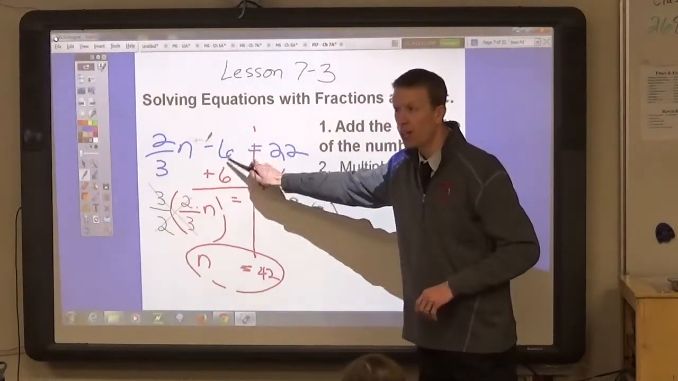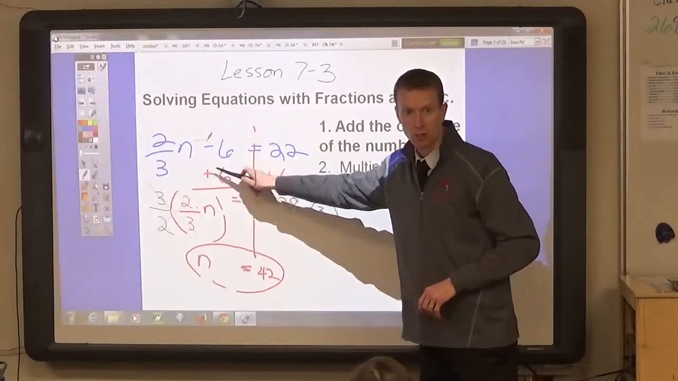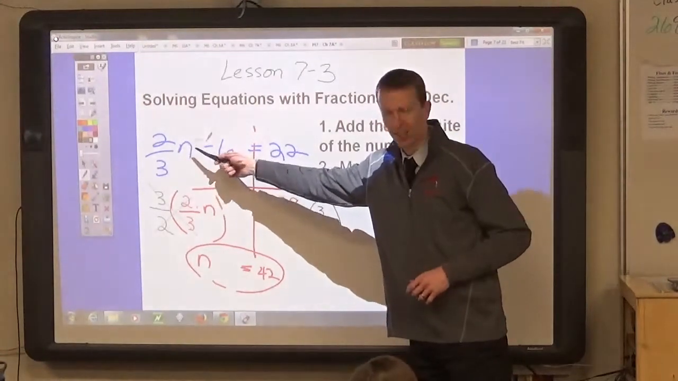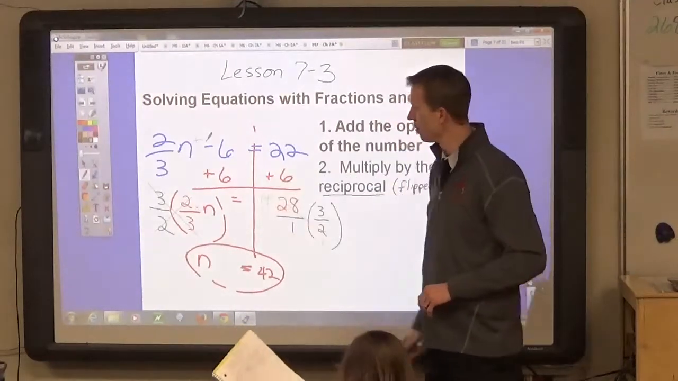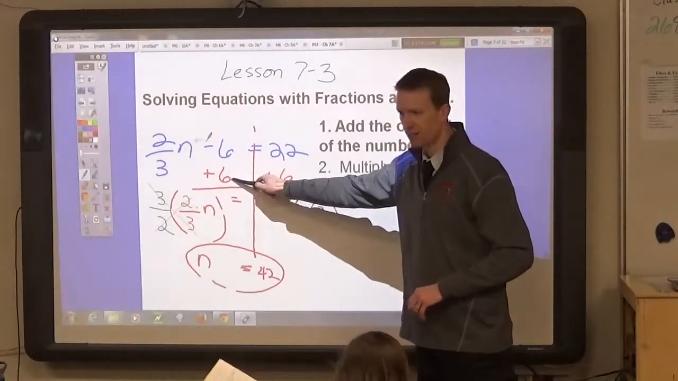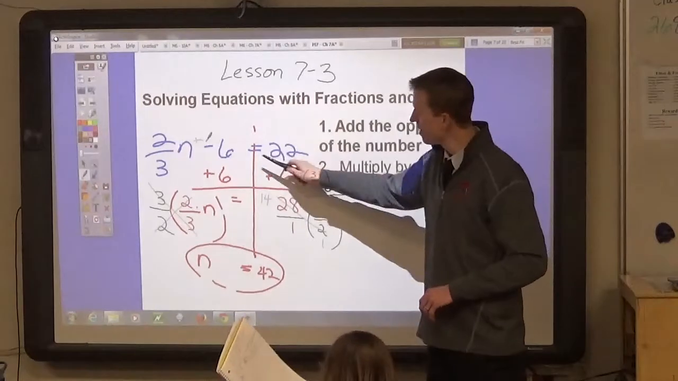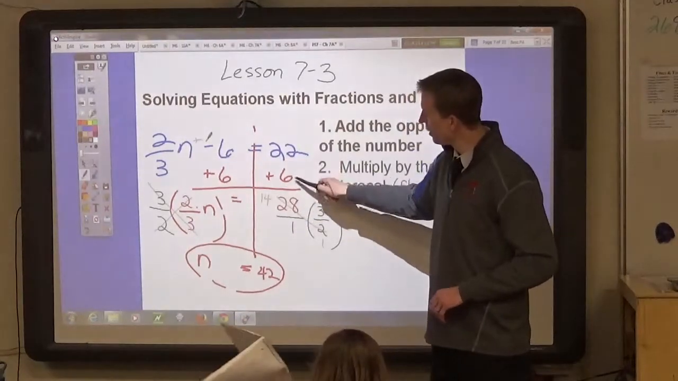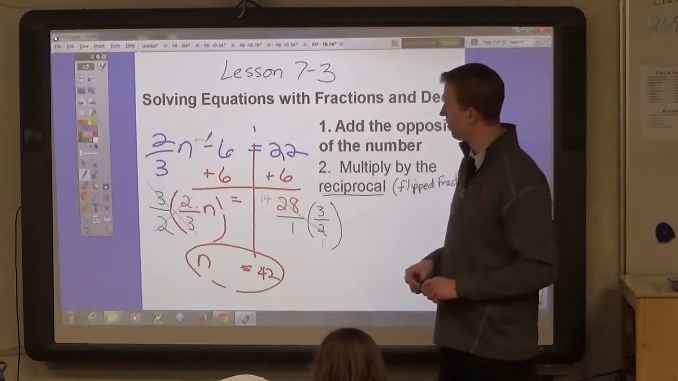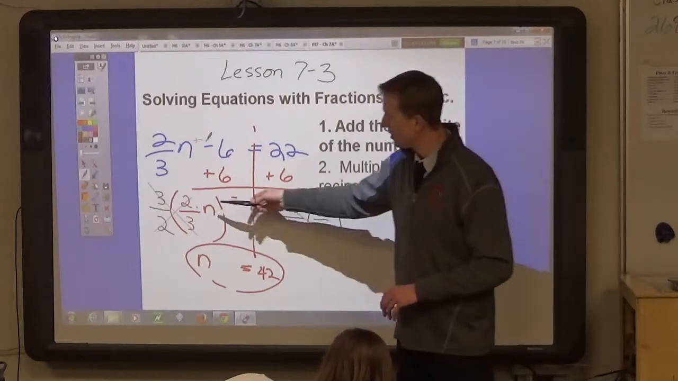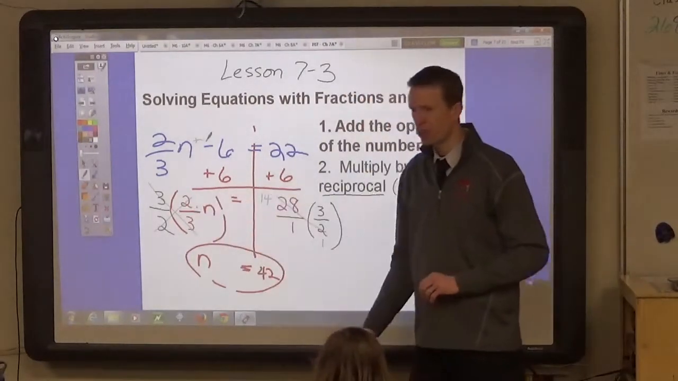First, get rid of the number term. So we're trying to get the variable by itself, right? Get the number term off of this side. So add the opposite to both sides. 22 plus 6 is 28. Now we've got a fraction to deal with. And this is a simple fraction, 2/3.